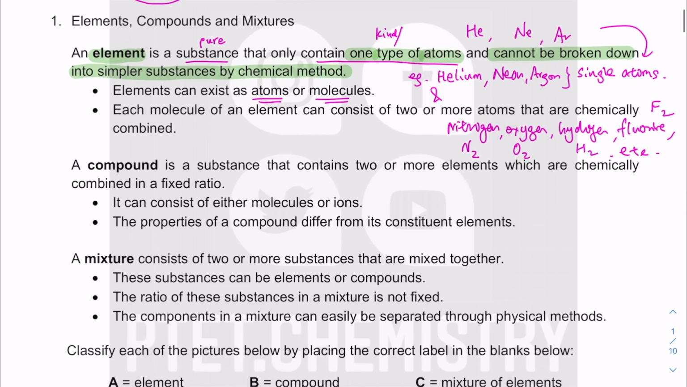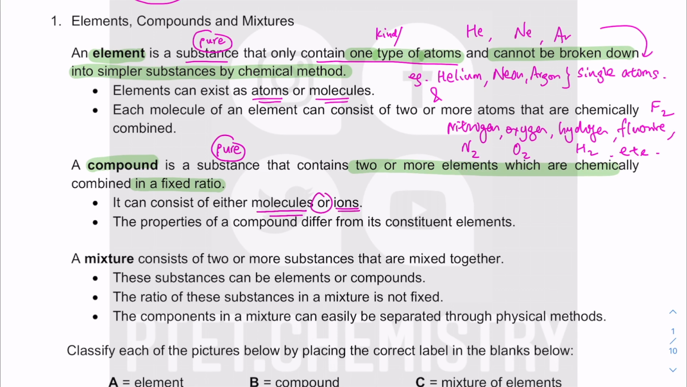The next bit is on compound. So what is a compound? A compound is also a pure substance, because it's only one type of compound, but what is different is there are two or more elements that are chemically combined, importantly, in a fixed ratio. So what does fixed ratio mean? It means that for a compound to be formed, you need however many of element number 1 and however many of element number 2 in a fixed ratio. They cannot be atoms, but they can be molecules or ions.